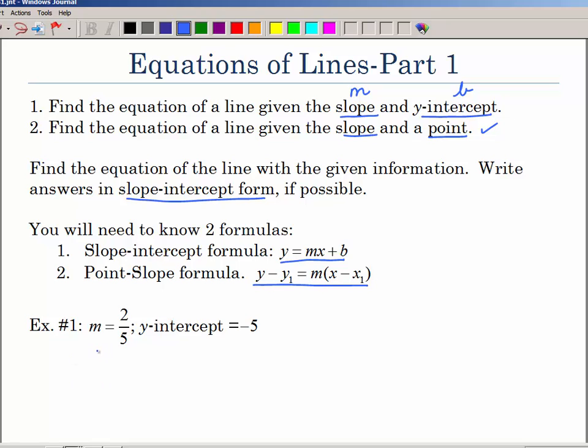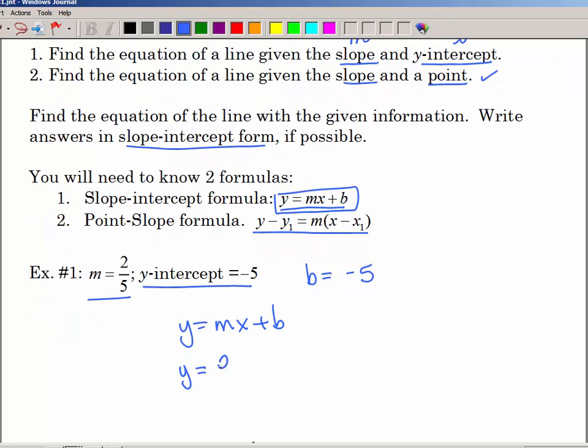In example 1, they're giving us m is 2/5 and the y-intercept is -5. Now remember that y-intercept, we use that letter b. And so if we take our formula y equals mx plus b, all you have to do is fill in m and b. So we would have y equals 2/5 times x, and since b is negative, we could say plus a negative, but that looks kind of ugly, so we just say -5. And that's all there is to it. Don't make it any harder.